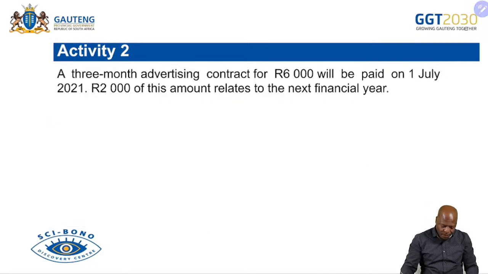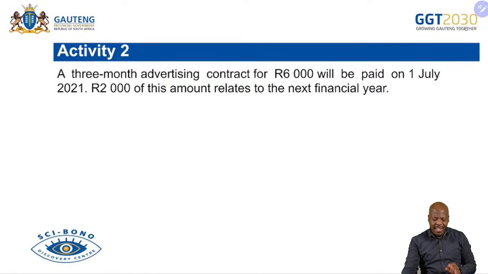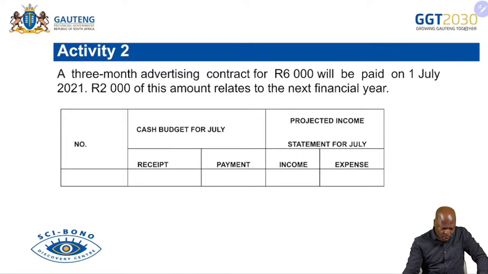Let's see the information that we're given. It reads, a 3-month advertising contract for 6,000 will be paid on the 1st of July, the year 2021. 2,000 of this 6,000 relates to the next financial year. So we paid 6,000. The 2,000 is a prepaid expense. Yes? All right.